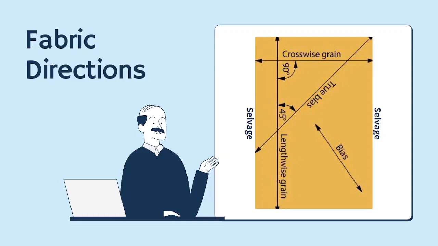This is considered as the straight grain. So the grain only means the direction of the fabric. So it's important to mention the grain line information on all the patterns that you are drafting.